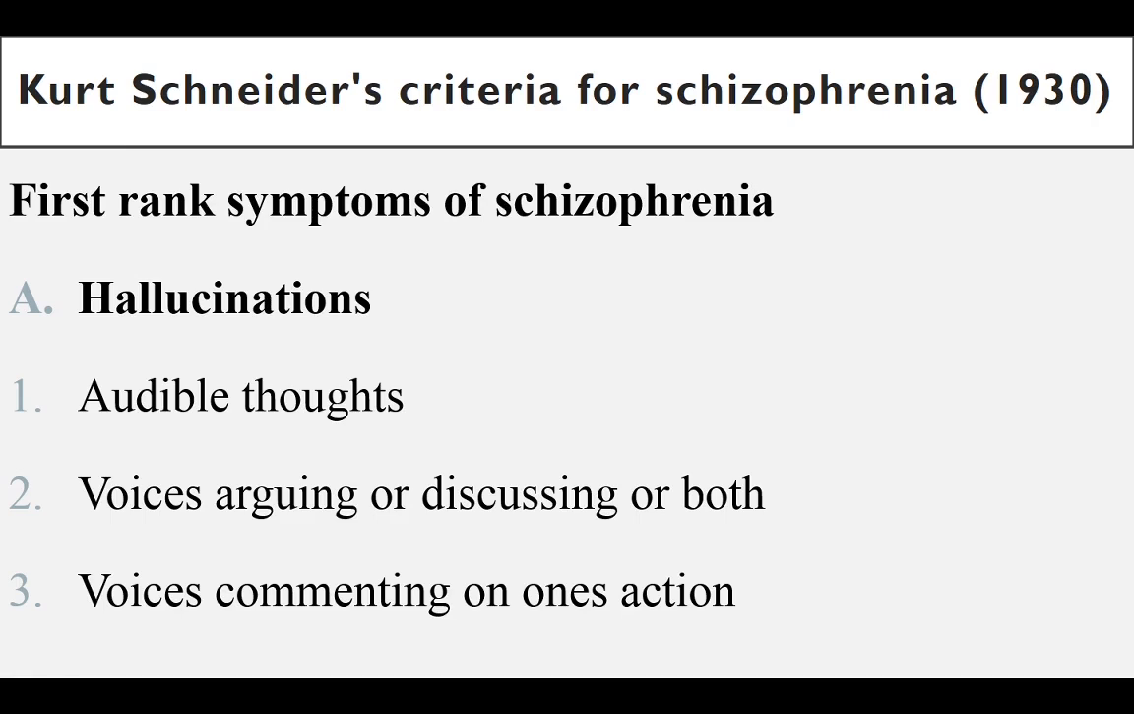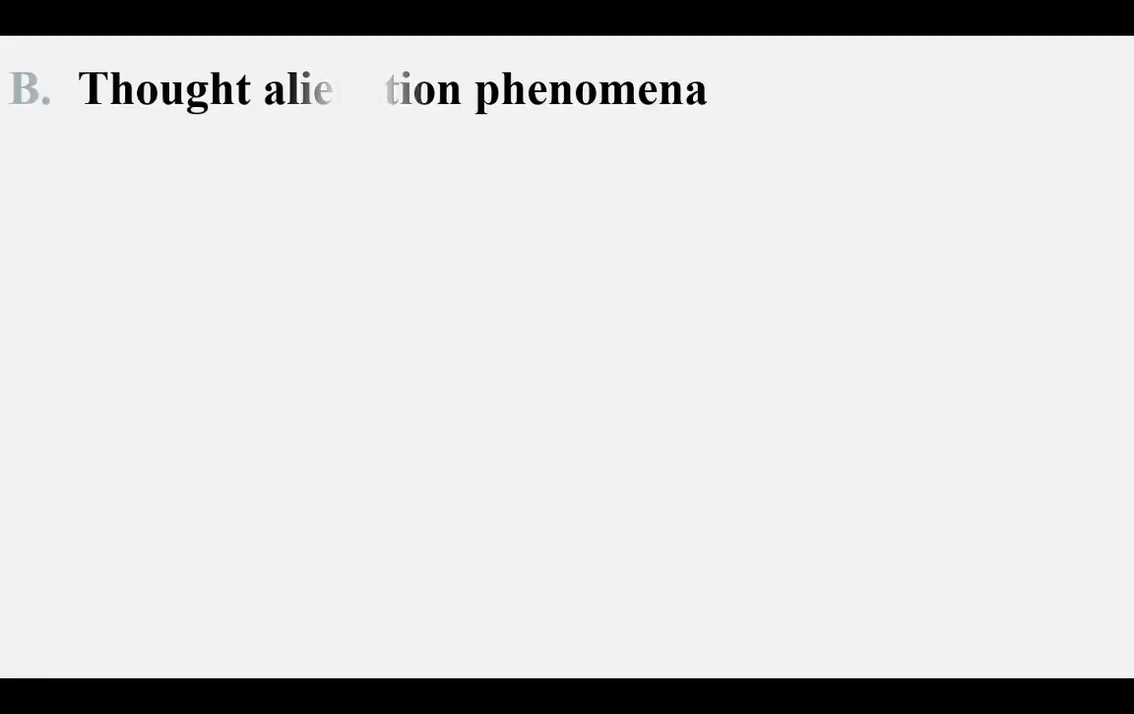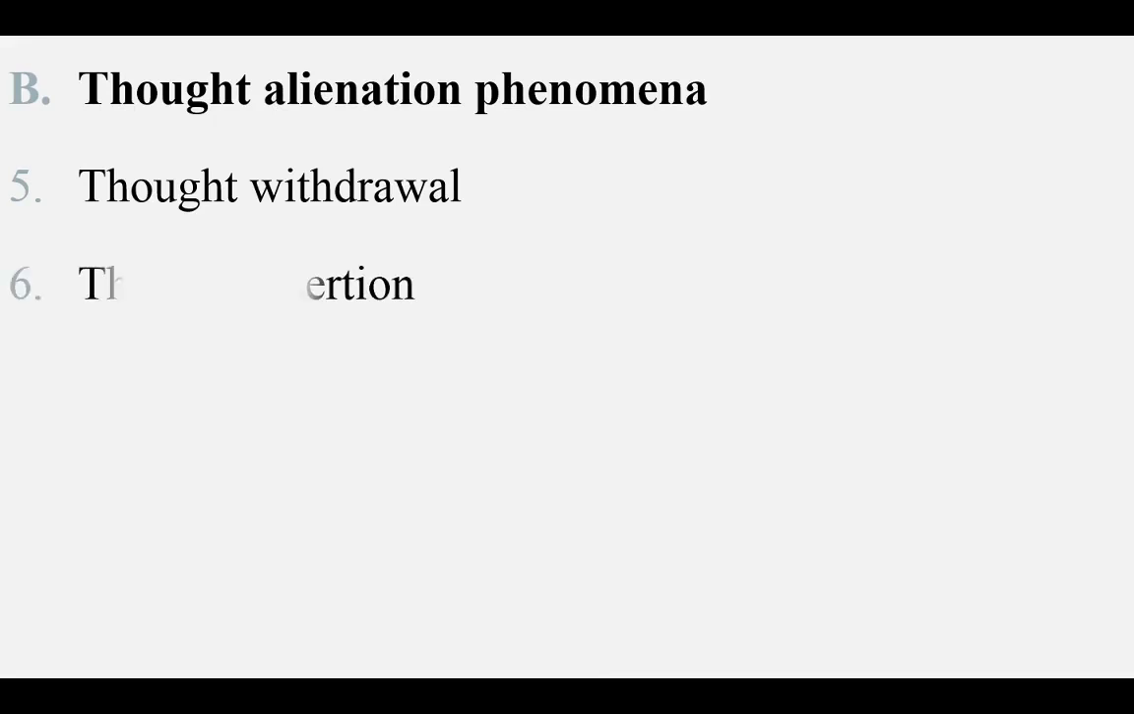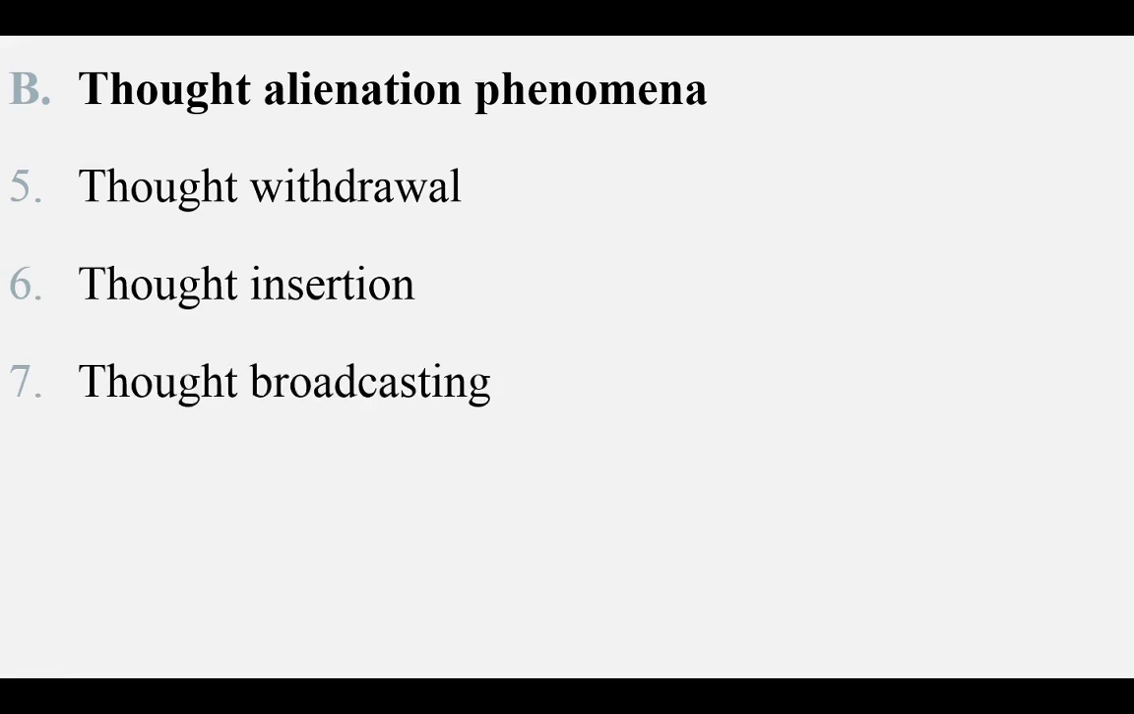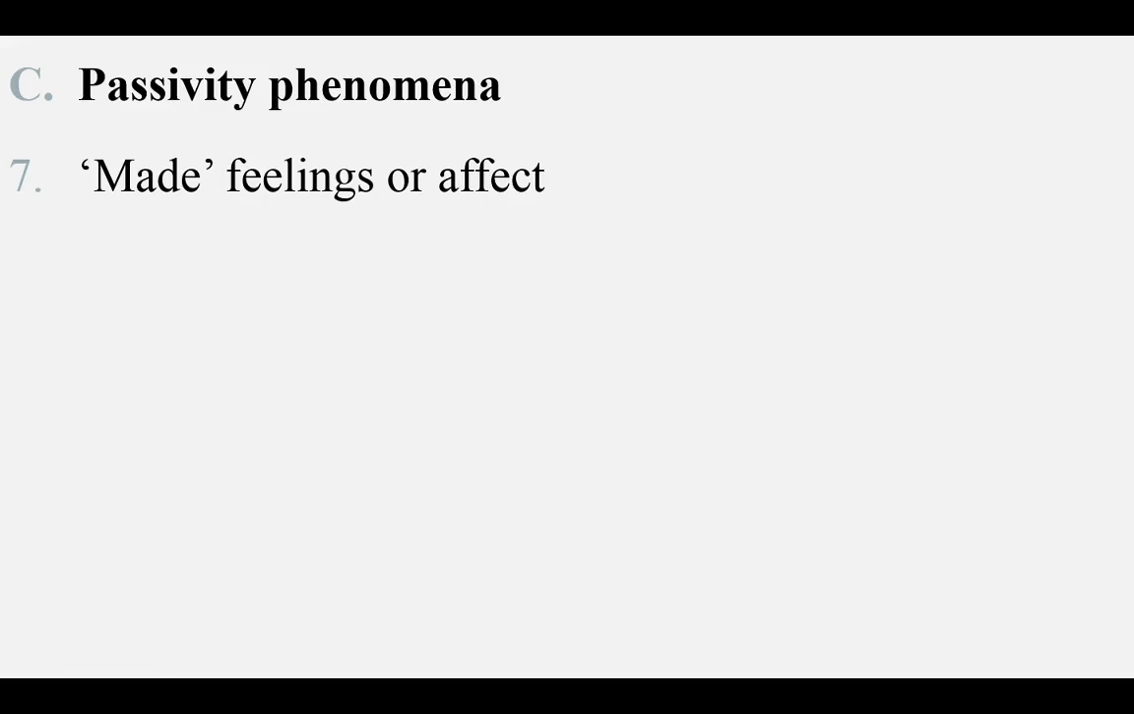If you will recall, the first-rank symptoms in hallucination: if they have auditory hallucination and they hear their thoughts, they hear voices arguing or discussing or both, and voices commenting on one's actions. Then there is thought alienation, meaning thought control. They will have thought insertion, thought broadcasting, just as we have discussed, and passivity phenomena, with made feelings or effects. We have discussed this in brief.